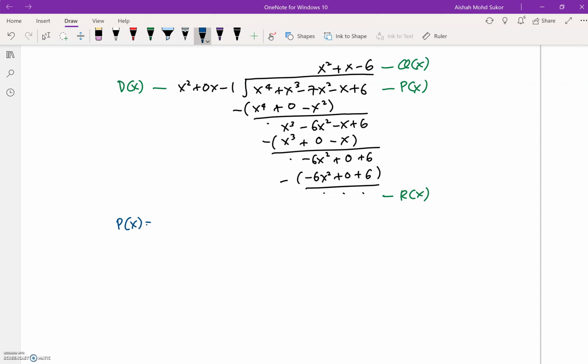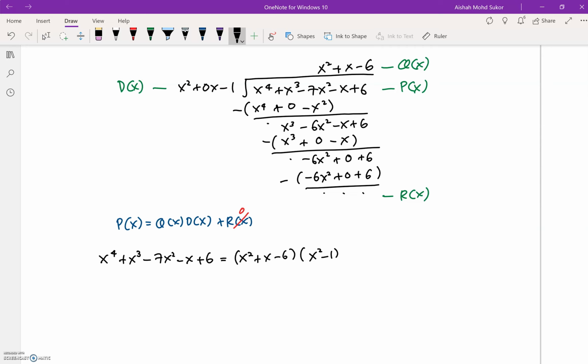So p(x) is equal to q(x) d(x) plus r(x). Our remainder is 0. Therefore, we have x power 4 plus x cubed minus 7x squared minus x plus 6 to be x squared plus x minus 6 times x squared minus 1. We need to factorize the polynomial completely. So here we have x plus 3, x minus 2, x minus 1, and x plus 1.